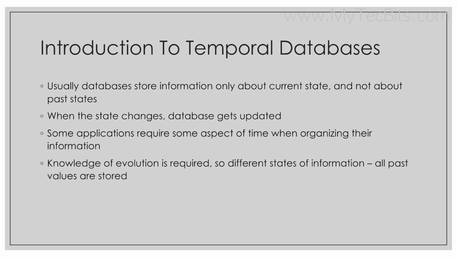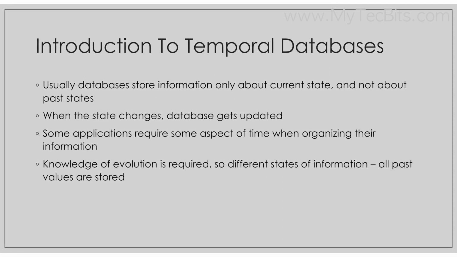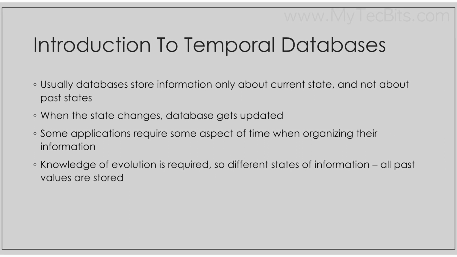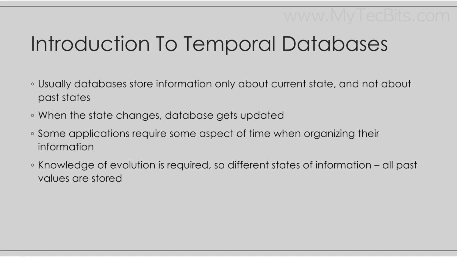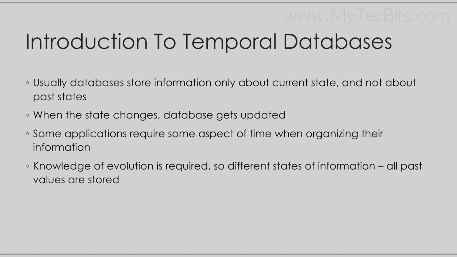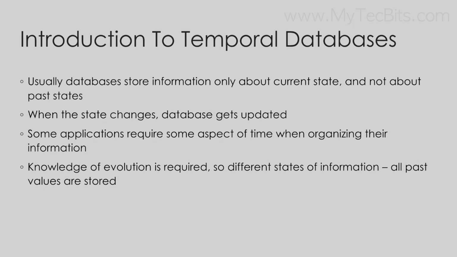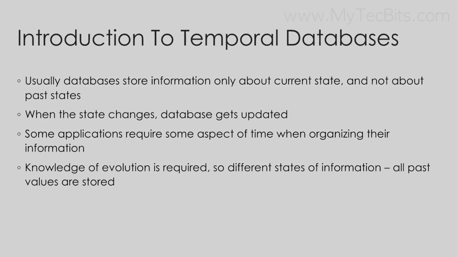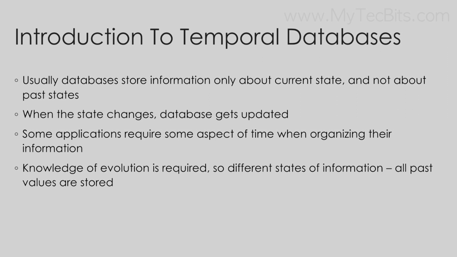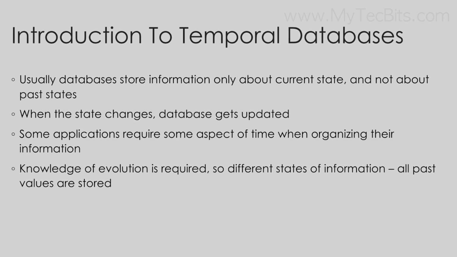Usual non-temporal databases store information only about the current state. For example, in an employee database, if the address or salary of a particular person changes, the database gets updated. The old value is no longer there. However, for many applications, it is important to maintain the past values and the time at which the data was updated. That is, the knowledge of evolution is required.